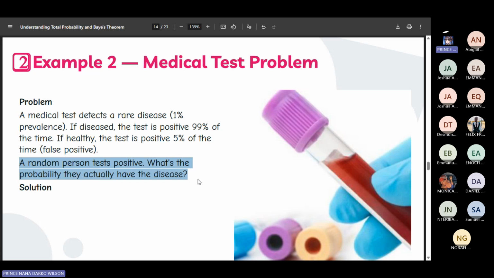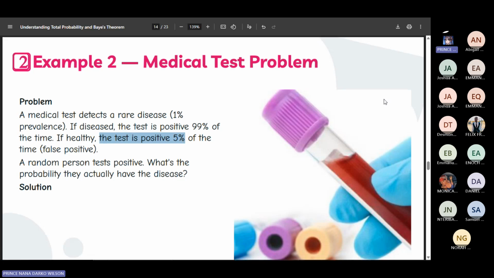If you don't have the disease, that's if you are healthy, then the test is positive only 5% of the time. So it means if you are fine, sometimes the test is positive. You are fine, but the test is giving us a positive result. It means you went to test for HIV. Even though you are negative, the test came out positive. That's what this means. So it's a false positive.